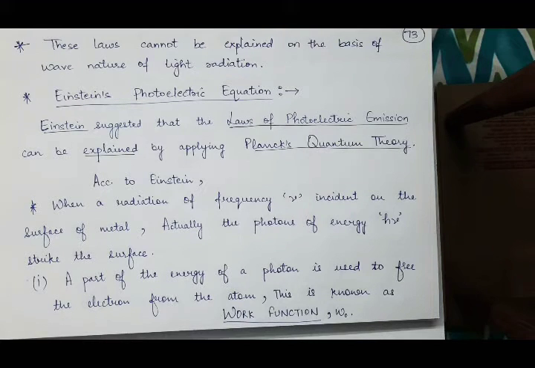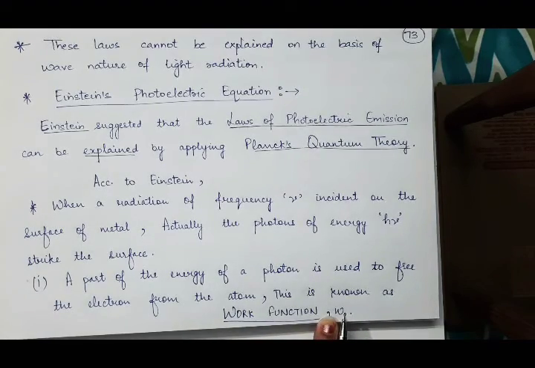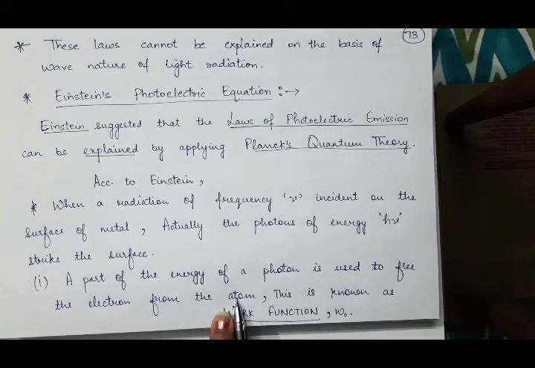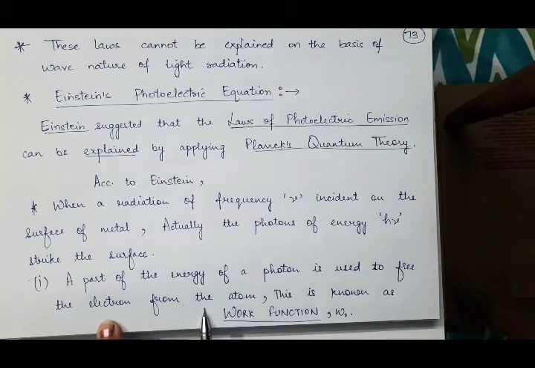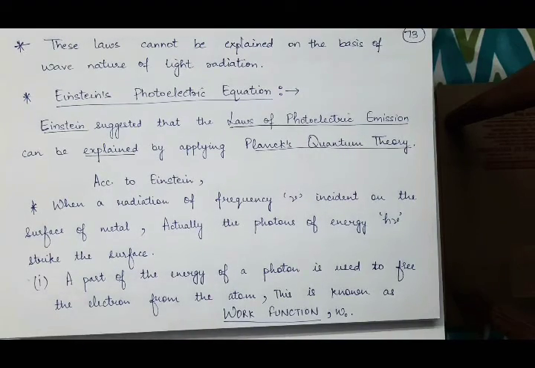And that part of the energy which is used to free the electron from the atom is known as the work function W naught, and the rest of the photon's energy will be used in providing kinetic energy to the emitted electron. The electron that gets ejected, after the photon spends the work function energy W naught to free it from the atom, gets its kinetic energy from the rest of the photon's energy.